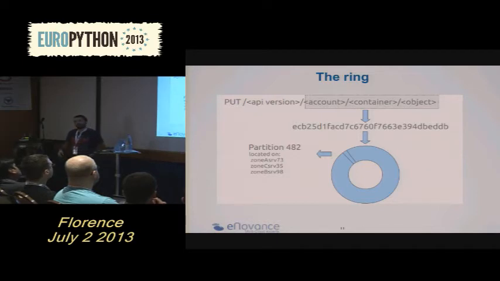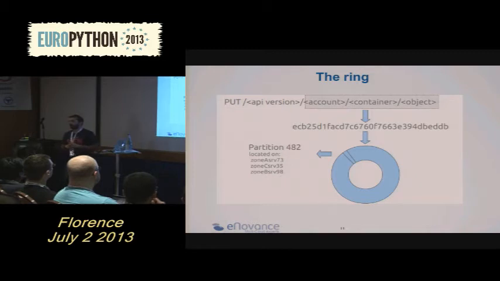You take a URL with the account, container, and object, and you hash it. So you get a unique number. And you try to match it with whatever you have on the server, the hard drive and the partition, and whichever partition is the closest is where the object would go.